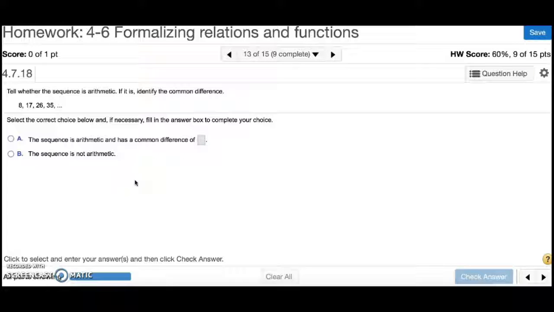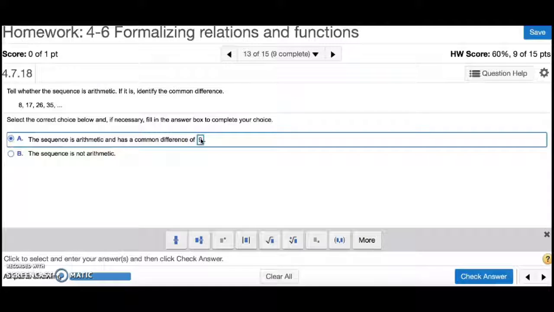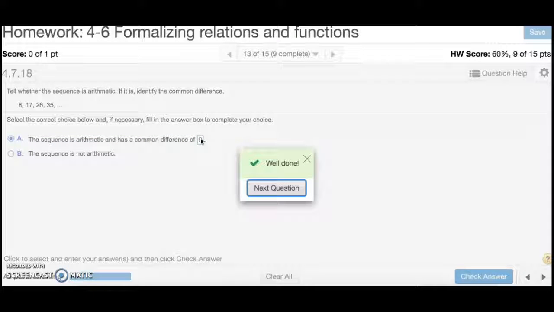13. Tell whether the sequence is arithmetic. If it is, identify the common difference. At 8, 17, 26, and 35, you add 9 to each of them to get to the next one. 9 plus 8 is 17, 17 plus 9 is 26, 26 plus 9 is 35. So that means it is arithmetic and has a common difference of 9. And that's number 13.